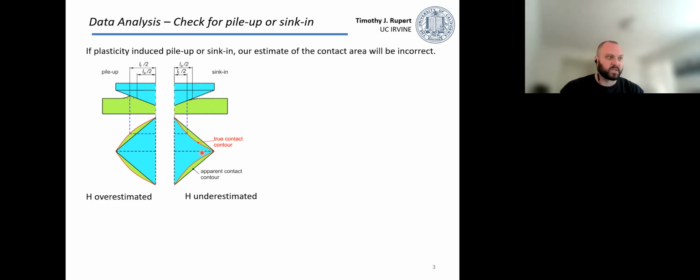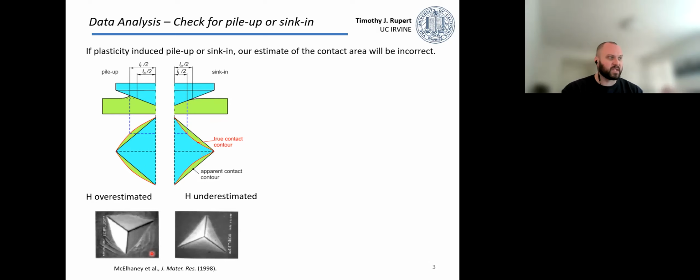So the effect is that you can either overestimate or underestimate your hardness, depending on whether or not you correctly take this into account. Just as another way of seeing this, these indents are slightly different than the four-sided Vickers indents that we're using here. These are from what's called a Berkovich tip, but the idea is very similar. On the left here, you can see pile up, where the material is flowing out the sides. And on the right here, you can see sink in, where the material is kind of sucked in.